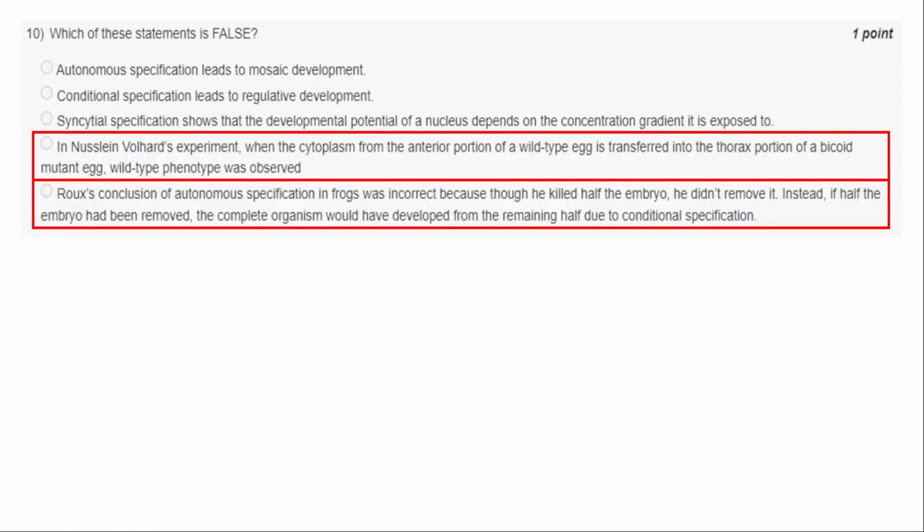So Roux's conclusion of autonomous specification was incorrect. Everything of the statement is fine, but the complete organism would have developed from the remaining half due to autonomous specification. Since the dead half was still intact with the alive half of Roux's experiment, that was not allowing it to develop into a full organism because of conditional specification. In conditional specification, we have our environments and interactions of the cells determining the potential of the individual growth. You already have that the other half of the embryo is going to form the full organism. That's why this statement is also false.